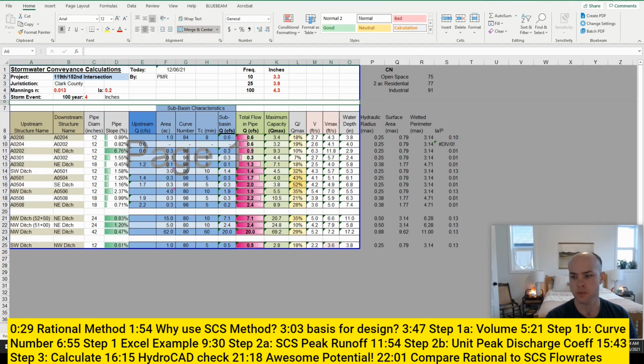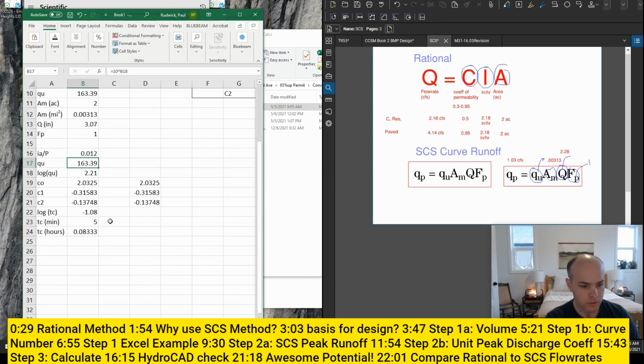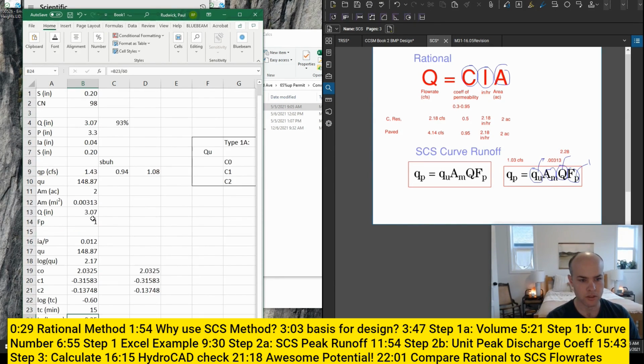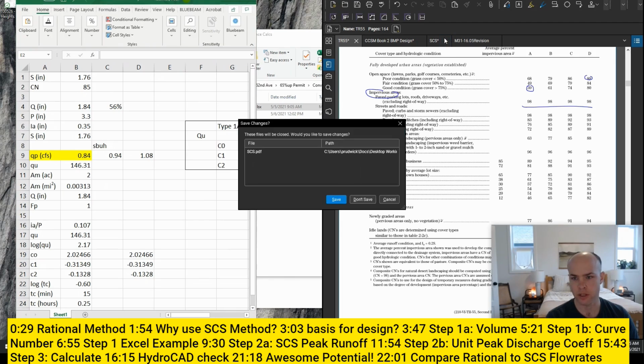Okay, now let's look at the equivalent values. A 10-year storm is about 3.3 inches of precipitation, 2 acres. For residential, I'm going to call this 15-minute time of concentration. Sounds about right. And so that gives me a peak flow. Let's see, check our cheat sheet. Residential type C soil, I'll just call it 83-ish, 85. That gives us a peak flow rate of 0.84, which I should probably highlight because it's a little bit harder to see.